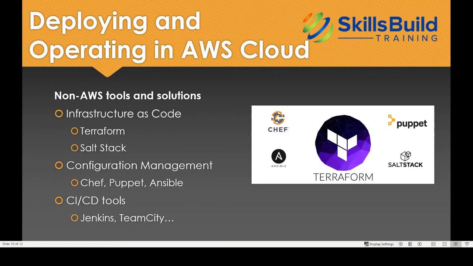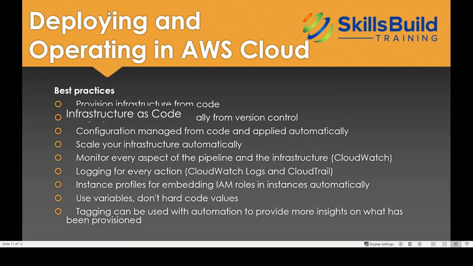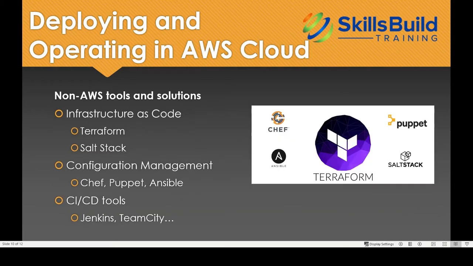Now, there are non-AWS solutions as well, which can help you deploy and operate within your AWS cloud environment. We can divide them by the things they're used for. Starting with infrastructure as code, you can use tools like Terraform and SaltStack. For configuration management, industry standard tools like Chef, Puppet, and Ansible can all be used in AWS as well. Speaking of CI, or continuous integration tools, you can use a variety of tools like Jenkins and TeamCity, to name a few.